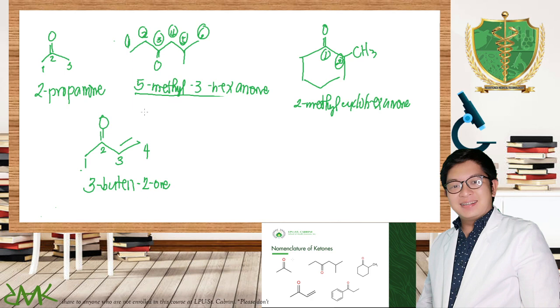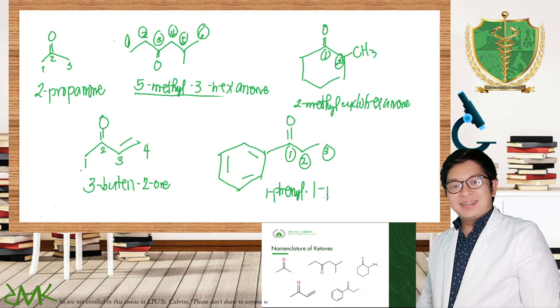Alright. Now, next, how about the last one? We have there our phenyl group. So how are we going to name this? This is now our carbon 1, carbon 2, and carbon 3. So this is 1-phenyl-1-propanone.